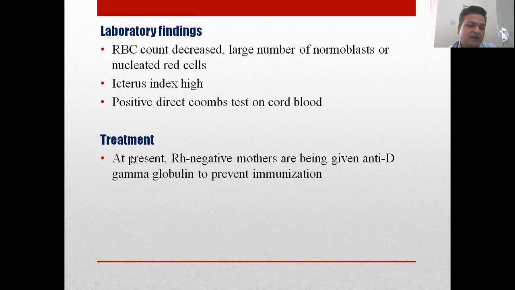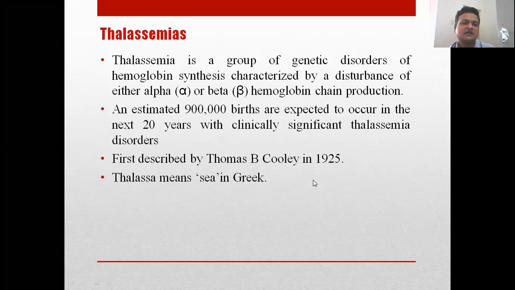Treatment, at present: Rh negative mothers are being given anti-D gamma globulin to prevent the immunization. Okay, so here, the best treatment for such Rh negative mothers is anti-D gamma globulin given to prevent the immunization. Then another disease is thalassemia.